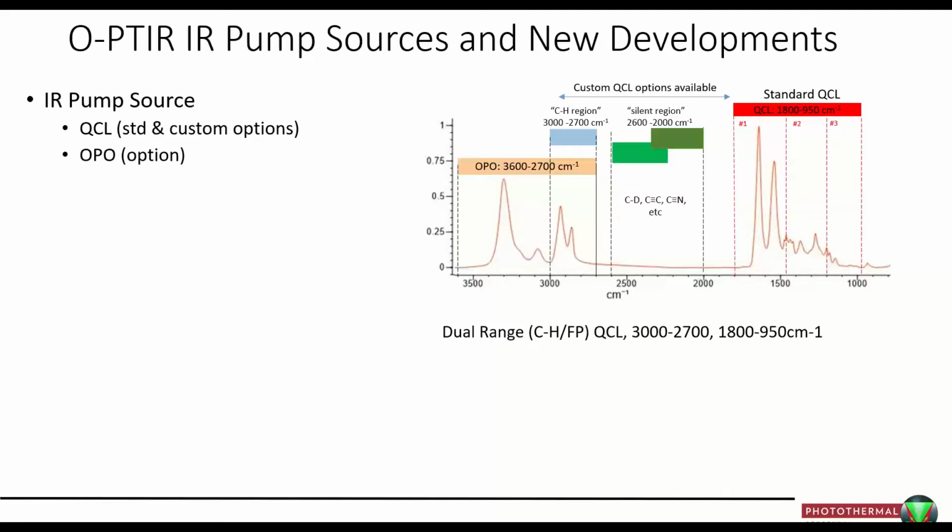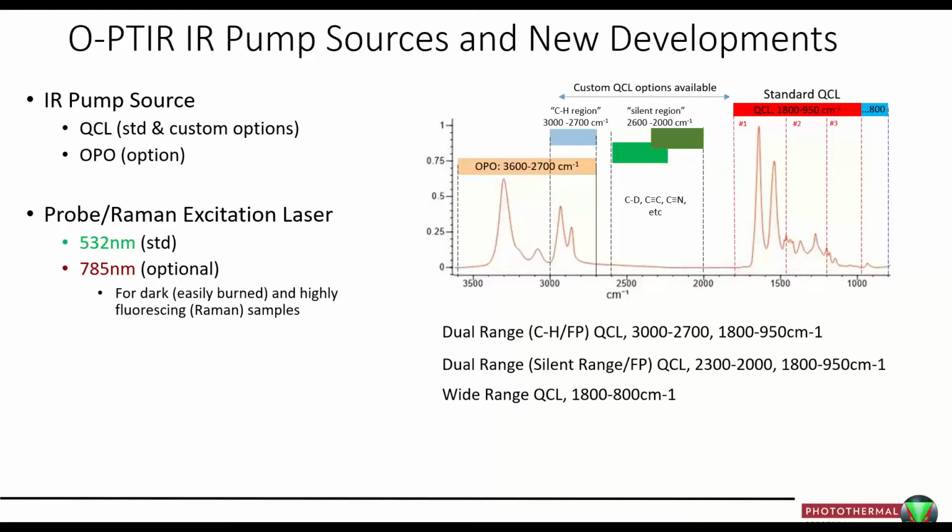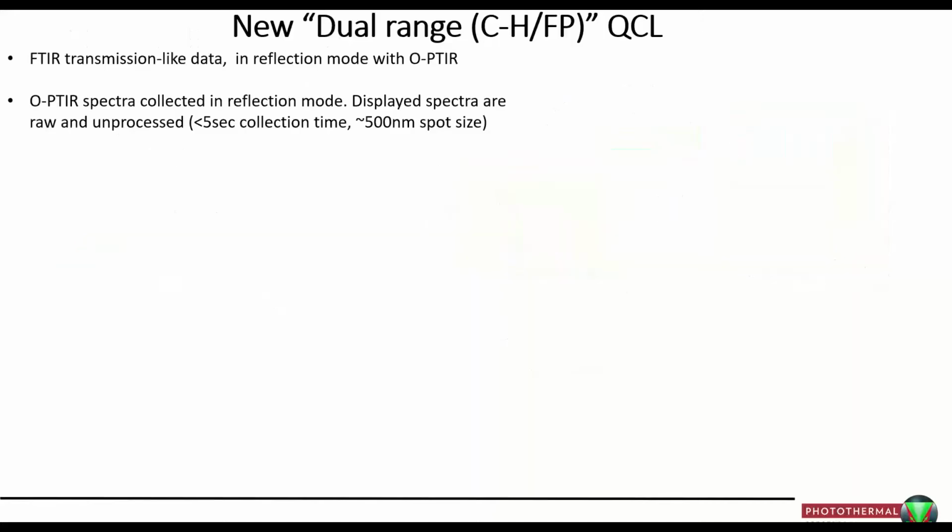I know some people, Daylight Solutions for example, has a silent region chip. So instead of having this CH, we replace that with a silent region, and now you can do your CD labeling, nitriles, and so on, any sort of triple bonds as well. Or if you really want to go down to the longer wavelength, the shorter wave numbers, we can have a wide range QCL as well. The probe laser is typically a 532, and we also offer a 785, and with the newer model, I'll talk about a little bit later, we can actually mount them simultaneously as well.